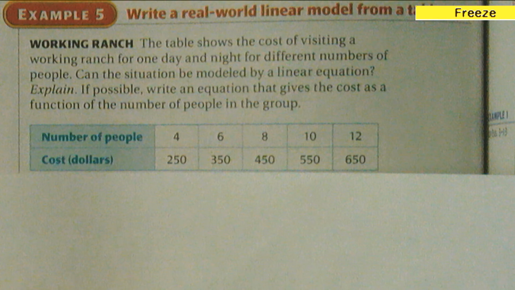So what did you guys find in your slope? What did you guys find, Ryan? 50. What does that mean? 50 what? So just think about what your Y information is, think about what your X information is. Do you know? Excellent. That means $50 per person.